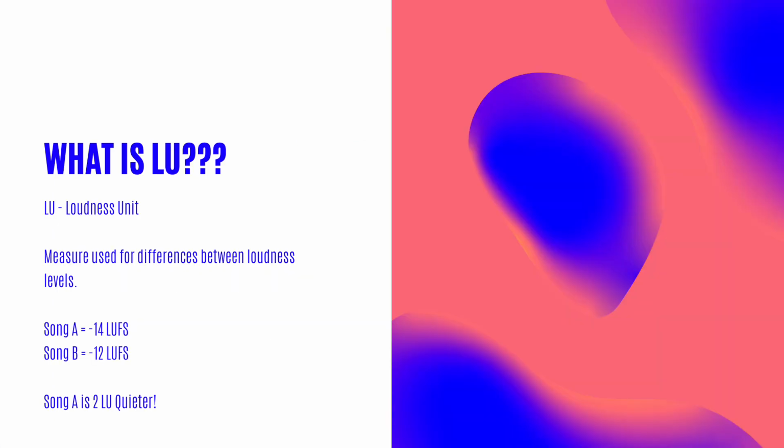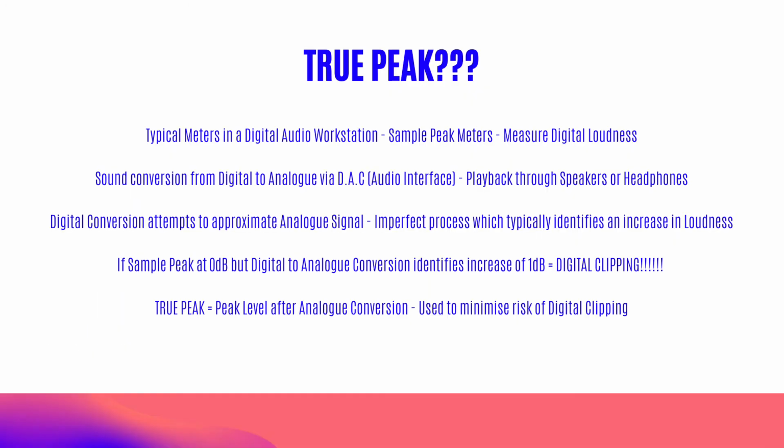So what is LU? Well, LU is the acronym for loudness unit. Simply put, LU is the unit used for differences between loudness levels. In other words, if song A has a loudness level of -14 LUFS and song B has a loudness level of -12 LUFS, then song A is 2 LU quieter. It is a term used to describe the differences between loudness levels and is commonly applied when referring to a target loudness measure.